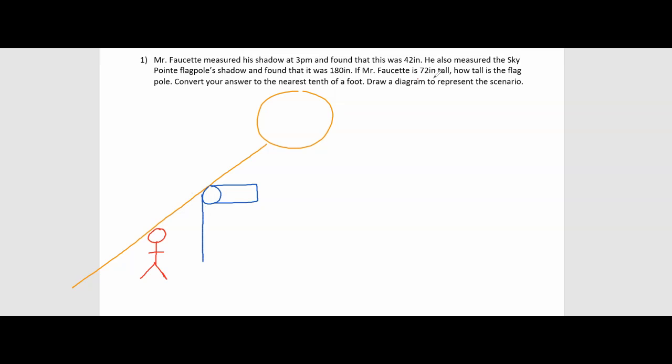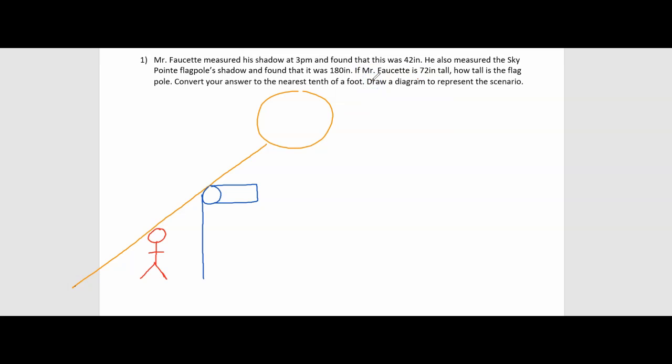So I'm going to first actually start with the sun. We have a sun, and it's going to shoot down a ray. Okay? I then have Mr. Fawcett. He is standing here. And I have a flagpole. We'll say that's up here. Not the best flagpole, but you get the idea.